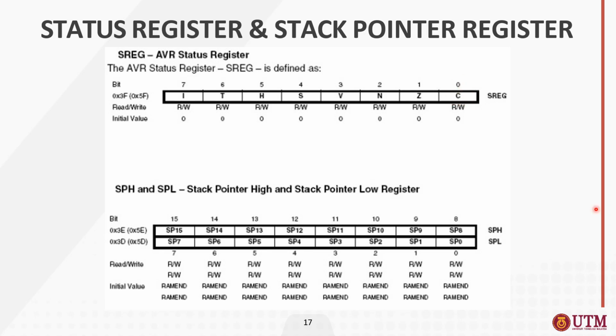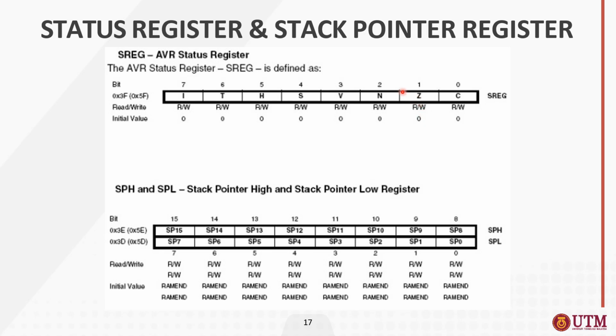Alright. The next part is Z, which is the zero flag. The zero flag is located at bit number 1 of SREG. This Z flag will be set, or become 1, if the result of an arithmetic or logic operation is 0. For example, if you want to do some comparison, is 8 equal to 8? It means that it is equal, so the result is 0 and Z will become 1.